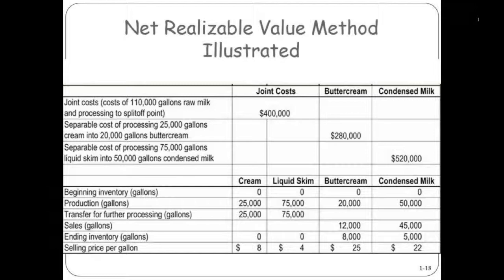You produce in the end 20,000 and 50,000 of the product. The amount you sold doesn't matter for this analysis, and the ending inventory doesn't matter. And your selling price for buttercream is $25 a gallon. Is that what we were talking about? I think it was still a gallon. And condensed milk is $22 a gallon.